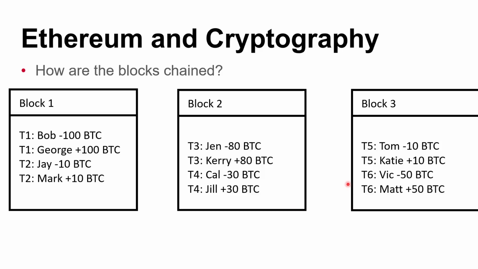So how are the blocks chained together? We can see in transaction 1, George and Bob are transacting. Bob is sending 100 Bitcoin to George, so Bob's account is debited 100 Bitcoin and George's account is credited 100 Bitcoin. Jay and Mark in transaction 2 are transacting. Jay is paying 10 Bitcoin to Mark, so Jay's account is debited by 10 Bitcoin and Mark's account is credited.